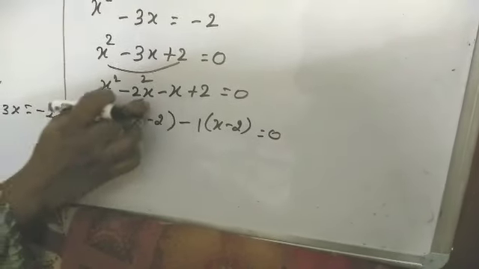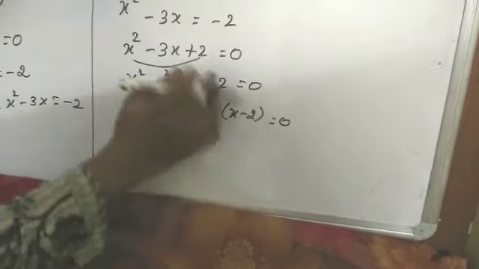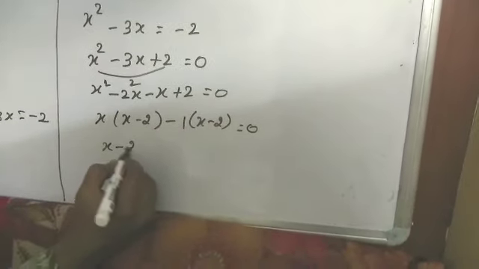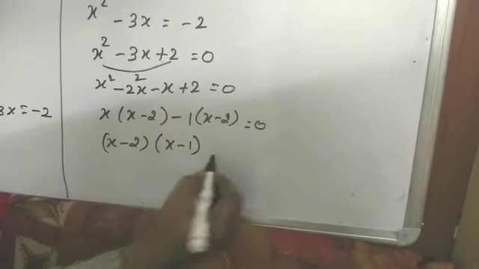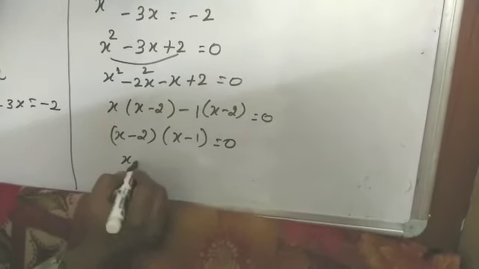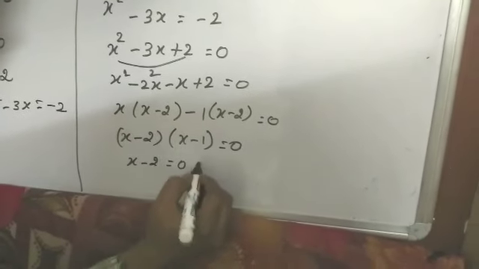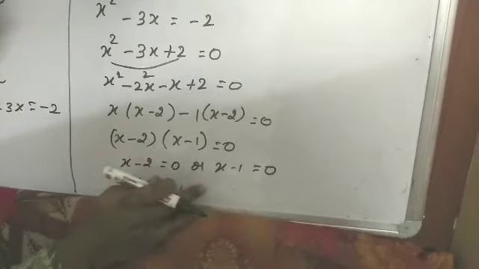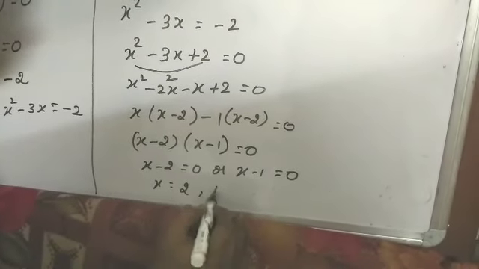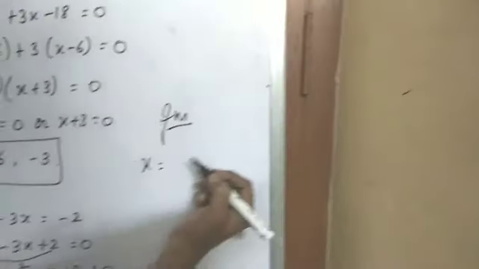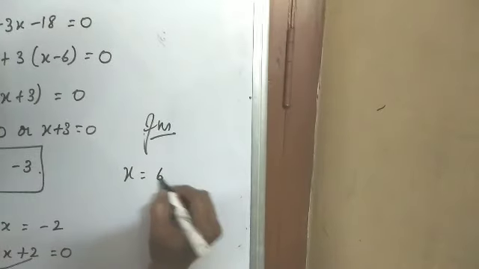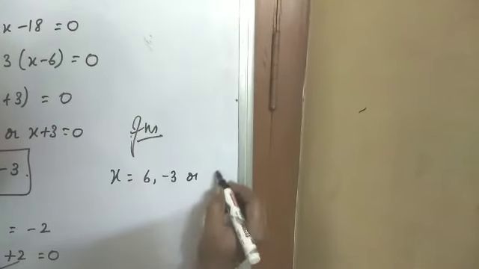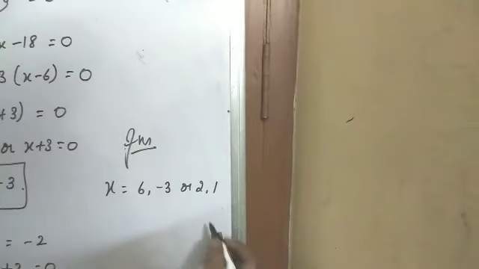X squared minus 2x minus x plus 2. Then x minus 2 and x minus 1 is equal to 0. X minus 2 equal to 0 or x minus 1 is equal to 0. X is equal to 2 or 1. Okay. So, the answer x is equal to 6, minus 3, 2 and 1. Okay.